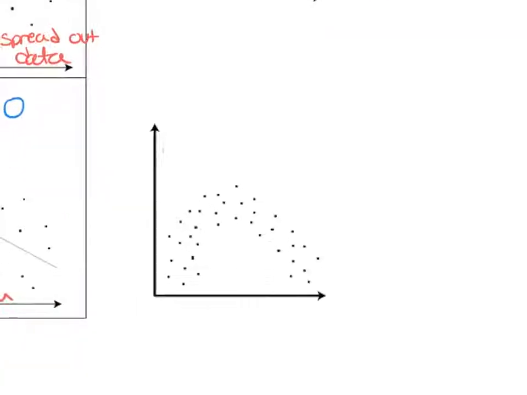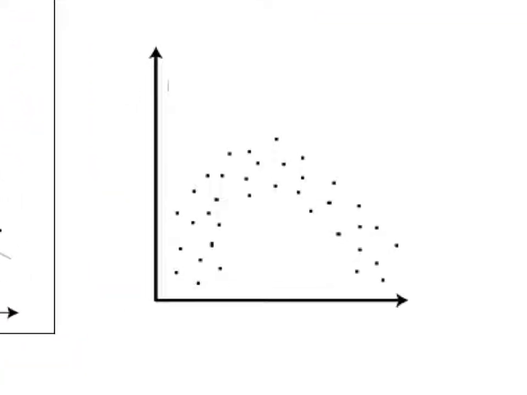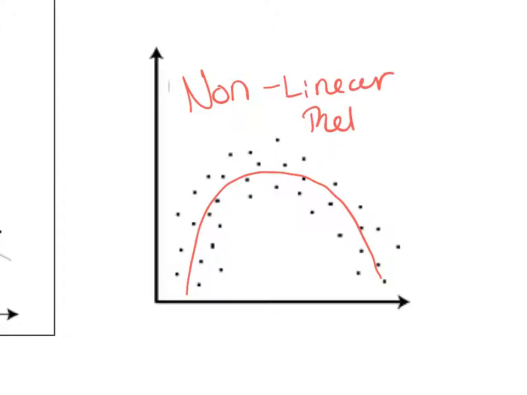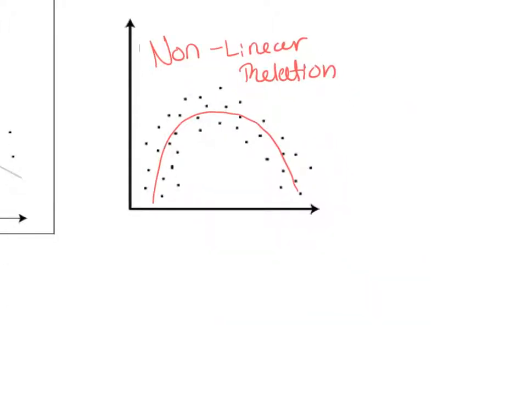And then if we look at this other one below here, these data values do have a relation. They make a nice, pretty arc shape here. But is that a line? Is that a straight line? No. So this is a relationship. It's just not a linear relationship. So this is called a nonlinear relation. Where there is a relationship, it's just not linear.